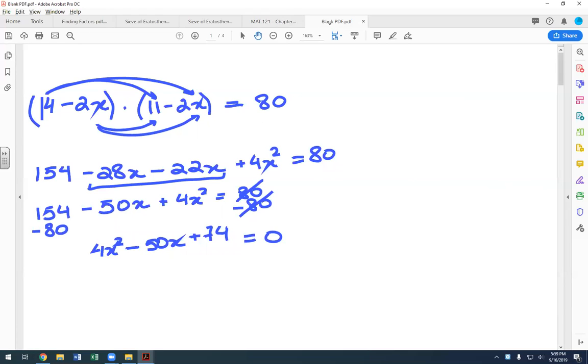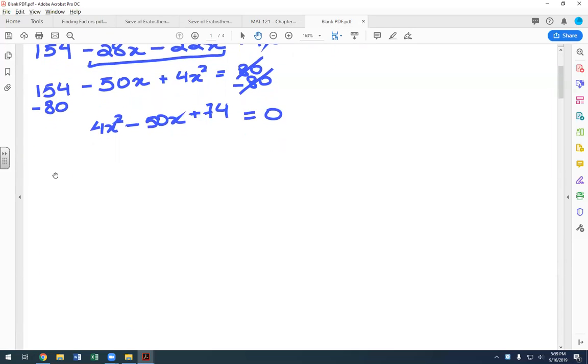Yeah? Now, just as a note, in all of these terms, do you see anything that's common between the 4, the 50, and the 74? 2. So you do have the option of reducing your entire equation by 2 if you want to work with smaller numbers. If you don't want to mess around with that, obviously your quadratic formula will work either way. So if you don't want to reduce it, you can go directly.